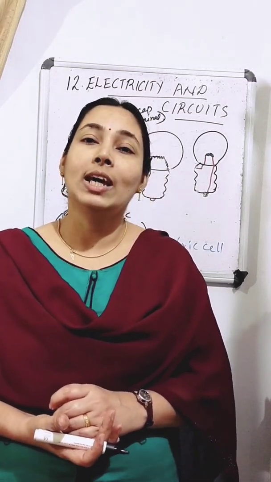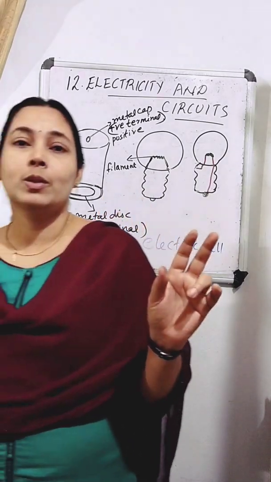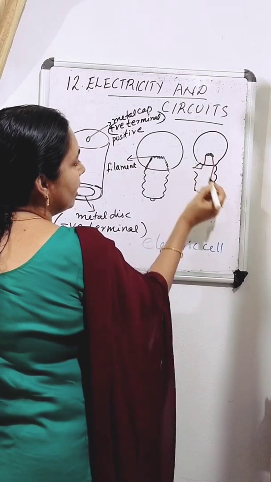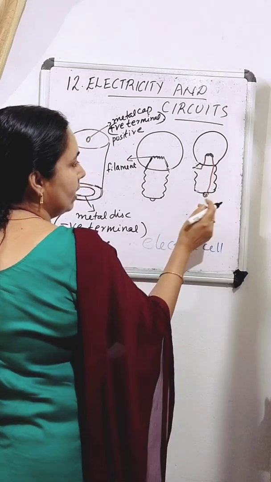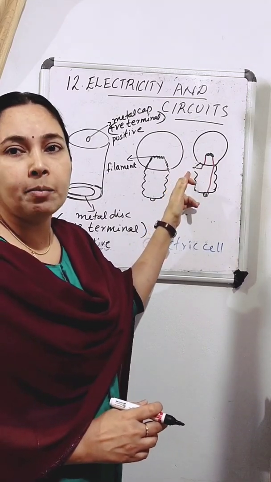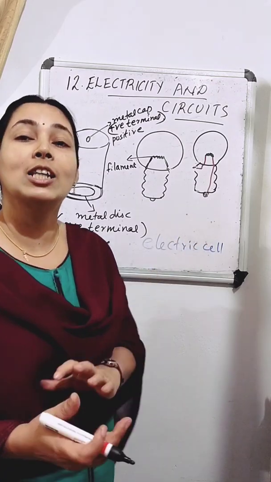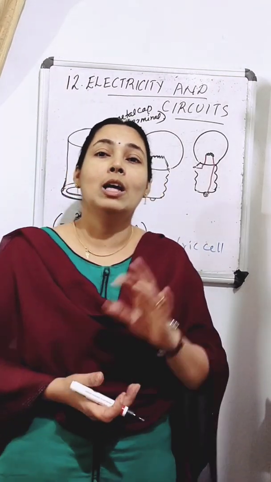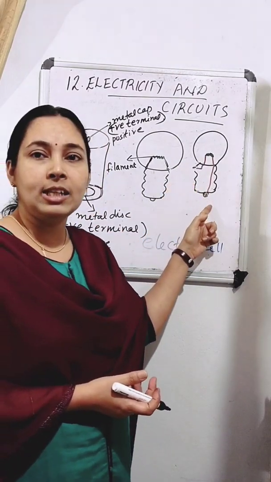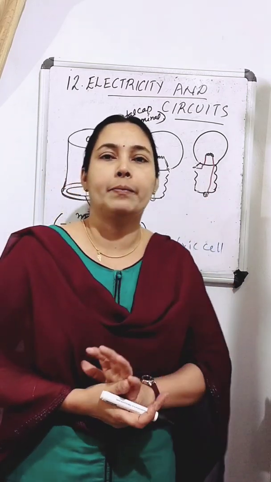Clear? So here the bulb also has two terminals. Which are the two terminals? One terminal is this one, and the second terminal is this one. One terminal is the base of the bulb and the other terminal is the metal tip of the base. So the base of the bulb is one terminal and the metal tip of the base is the other terminal.